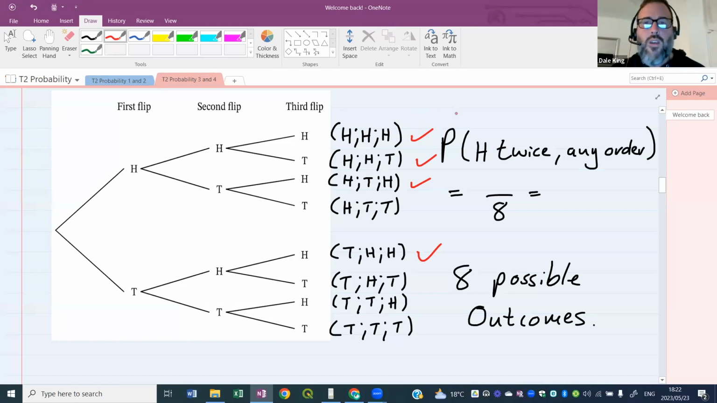Now they have to be very specific with the way they pose the question because it can get very confusing. So if in this question, in the brackets, I say H twice in any order, some people would argue with you and say your first option, the first one, H, H, H, is not twice, that's 3 times. But now I know what you're thinking.